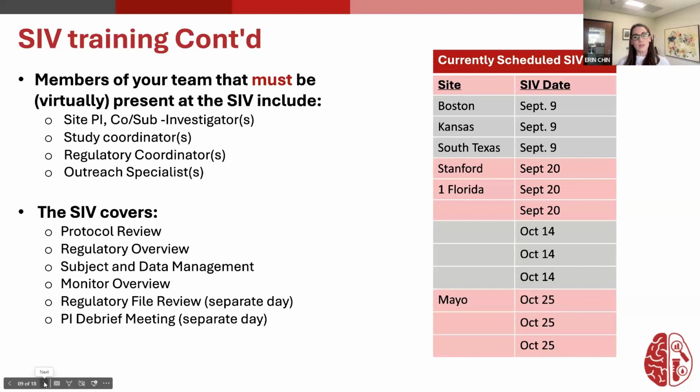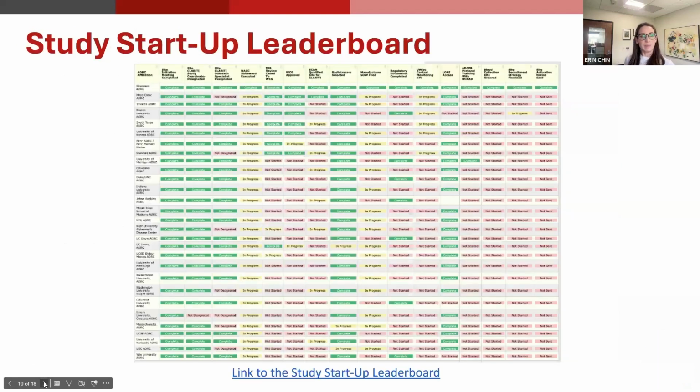And then on the right here, you can see the current scheduled site initiation visits. So we do have 1 opening at the end of September. We have yet to fill our October dates, and then we have 2 more for the end of October. So we'll release the dates as the November and December dates become available. Next slide, please.